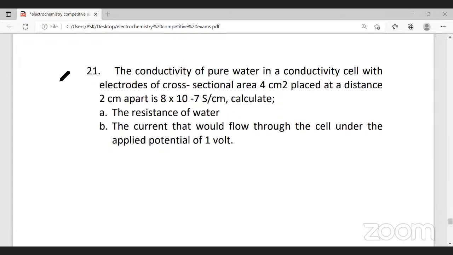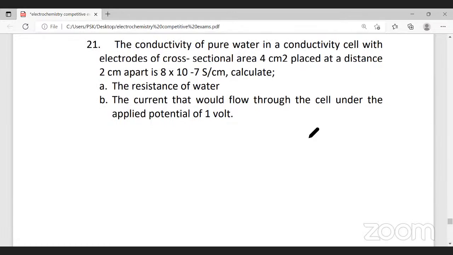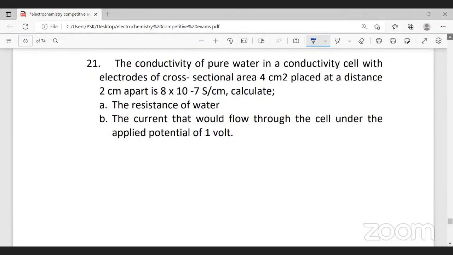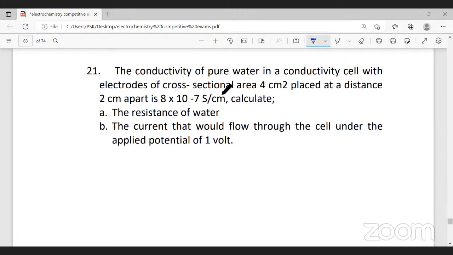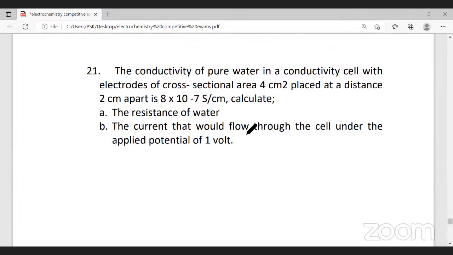Now the next problem: the conductivity of pure water in a conductivity cell with electrodes of cross-sectional area of 4 centimeters square, placed at a distance 2 centimeters apart, is 8 into 10 to the power minus 7 Siemens per centimeter. Calculate the resistance of water. And second, the current that would flow through the cell at an applied potential of 1 volt.